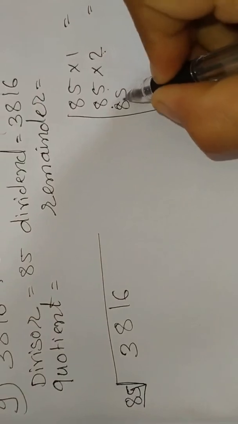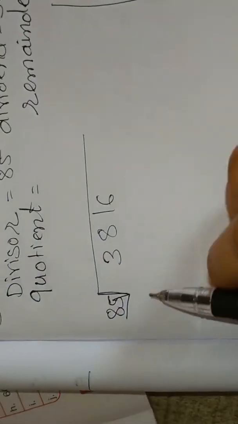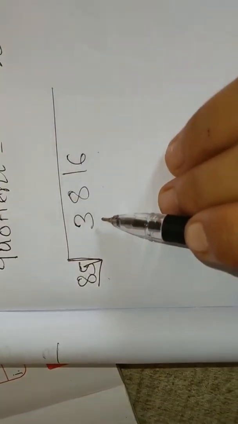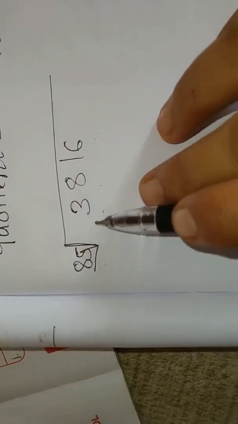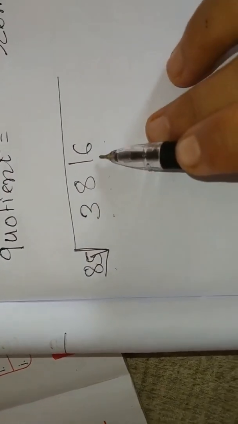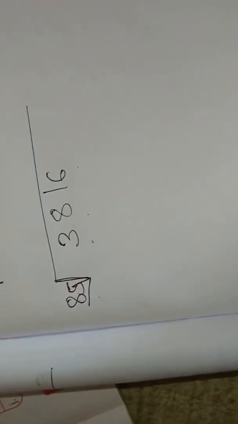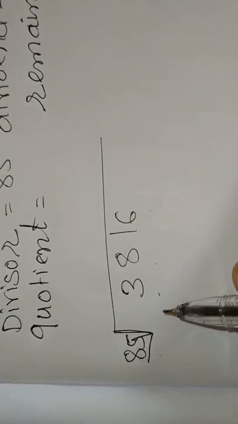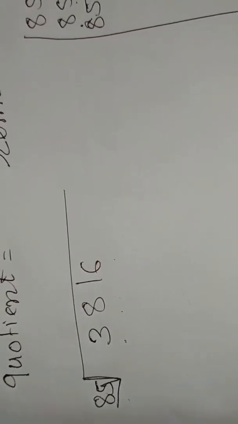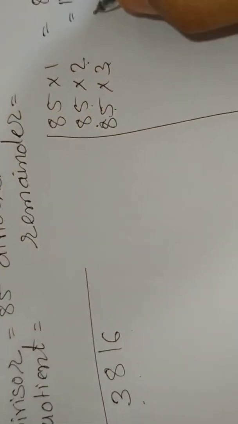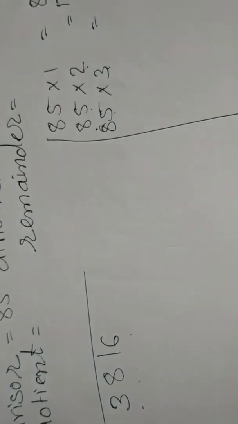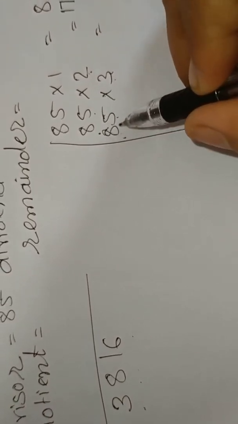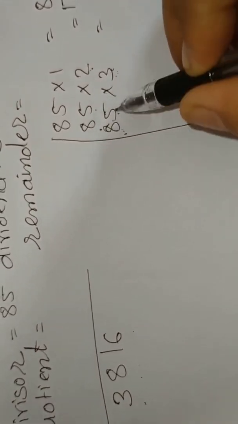Then 85 threes are. Students, now look here. 3816 divided by 85. If we take the 2-digit number 38, division is not possible. So we will take the 3-digit number 381. In this sum, we have to do the multiplication. 3 fives are 15, we write 5 here, 1 is a carryover. 3 eights are 24, 24 plus 1 is 25.